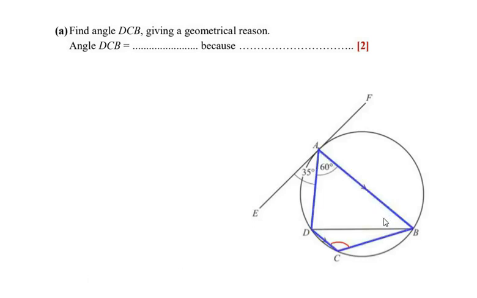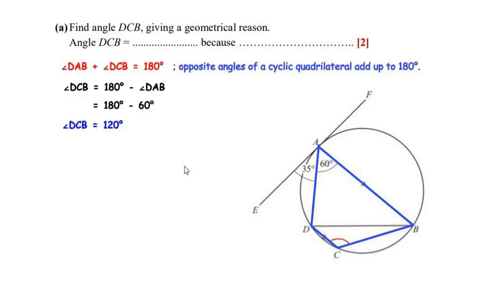Now we call this quadrilateral a cyclic quadrilateral because all the vertices of this quadrilateral are on the circumference of the circle. And remember that we have a theorem for cyclic quadrilateral, that is opposite angles of a given cyclic quadrilateral add up to 180 degrees. So here angle A is opposite to angle C. So they both will add up together to give us 180 degrees. So here we have written angle DAB plus angle DCB is equal to 180 because opposite angles of a cyclic quadrilateral add up to 180 degrees.